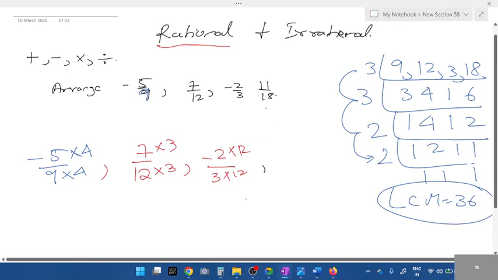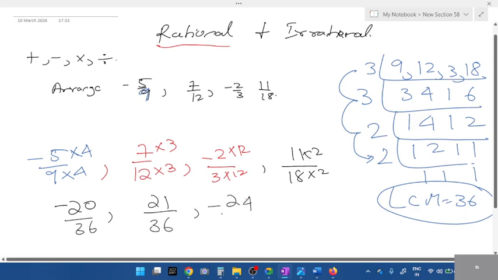Okay, next. 11 and 18 is given. 18 goes how many times, students? 18 goes 2 times. So when you multiply all this, you get minus 20 by 36. Next, you get 21 by 36. Minus 24 by 36. And 22 by 36.